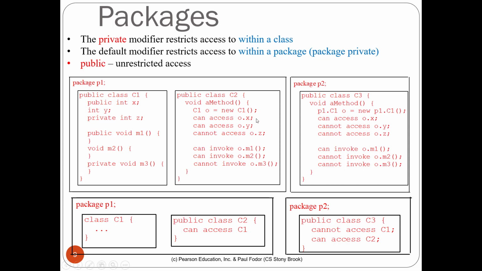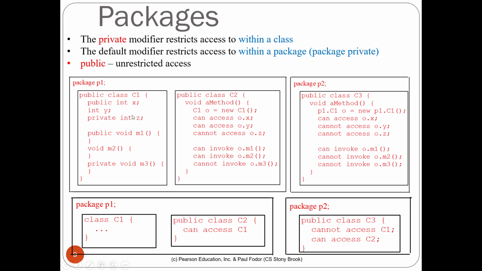For instance members, we should use the instance variable, a period, and the member. So we are trying to access X. Can we do that? Yes. Why? Because X is public. So this can be accessed from here, no problem at all. Public means very, very lenient. How about Y? Can I do O dot Y? Yes, you can do that.